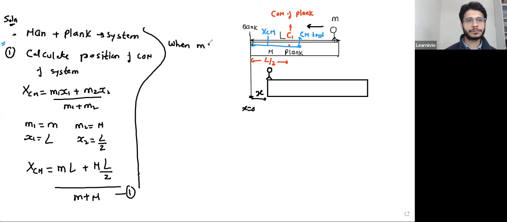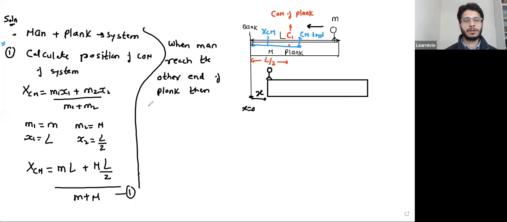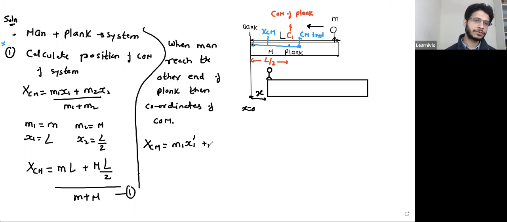When the man reaches the other end of the plank, then the coordinates of center of mass. So what are the coordinates of center of mass now, when this man has reached the other end? Let's call this M1. Mass will not change, but the coordinates will change.